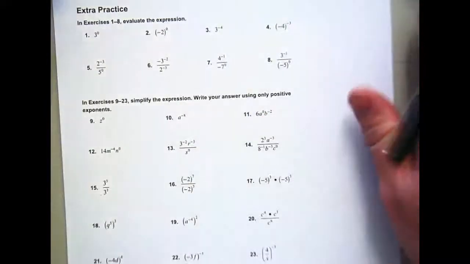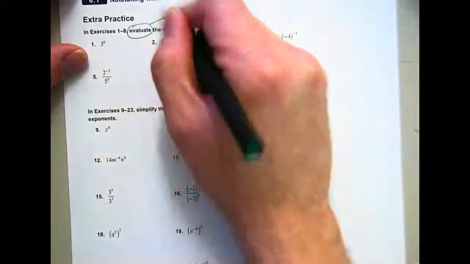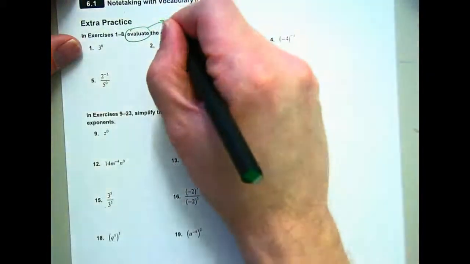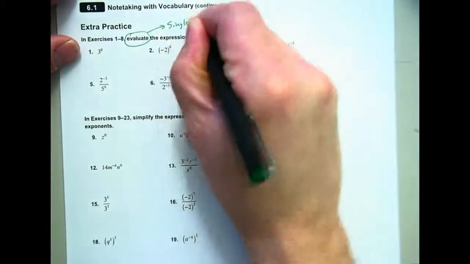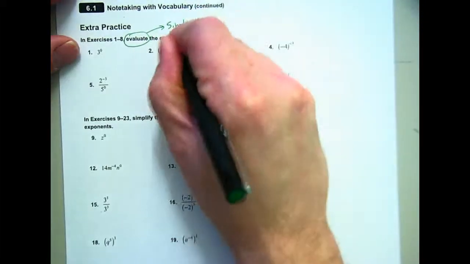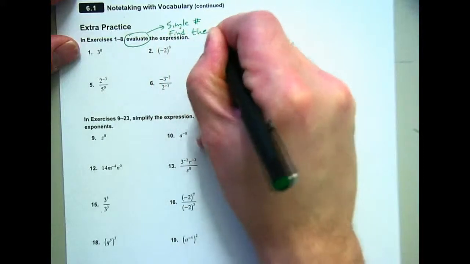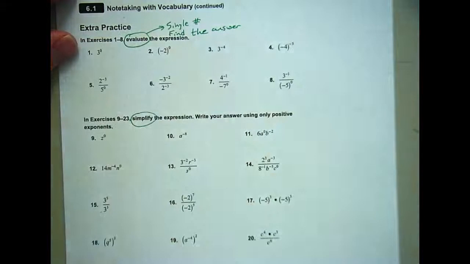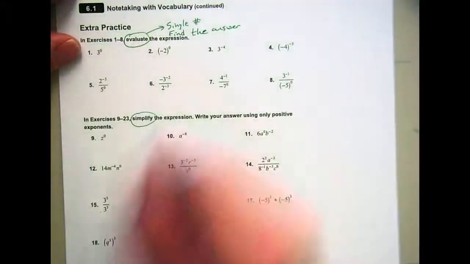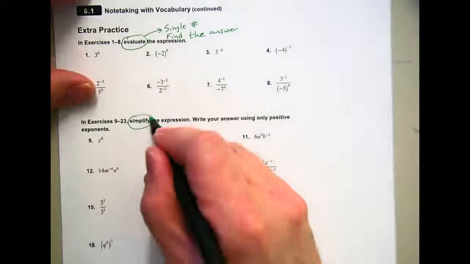Rules so you know once you've simplified or evaluated. Evaluate means get it down to a single number. Find the answer is another way to say it, the slang form of it. Simplify just means you get it down to simplest form. Then it says write your answer using only positive exponents.